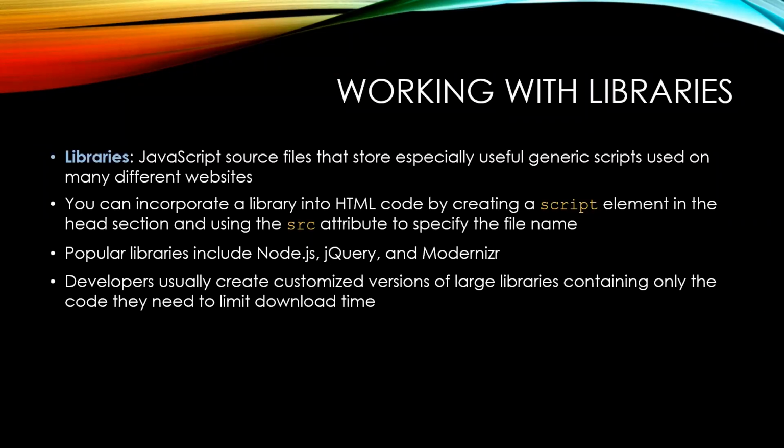JavaScript does in fact have libraries, just as C and Java do. These libraries are going to have generic, useful scripts that we can use at any point in time. We can incorporate a library into our code by creating the script element and using the src attribute to specify the file name. Some popular ones include node.js, jQuery, and Modernizr. Developers usually create customized versions of large libraries containing only the code that they need, and this is going to help make web pages run faster and limit download time.